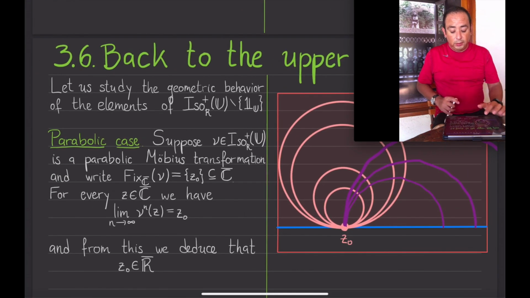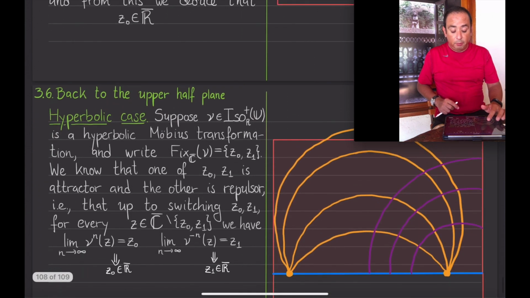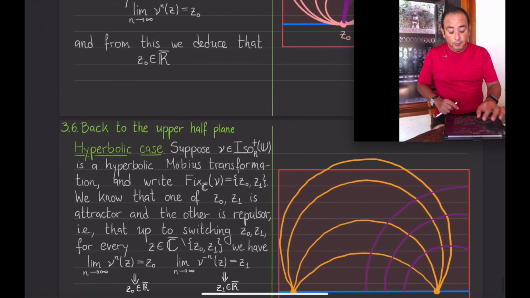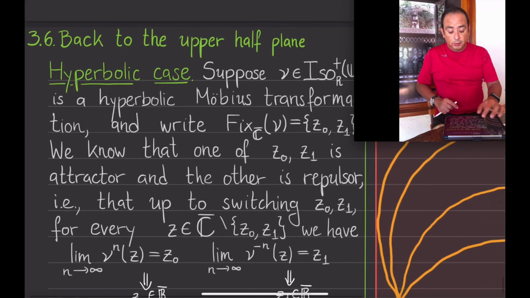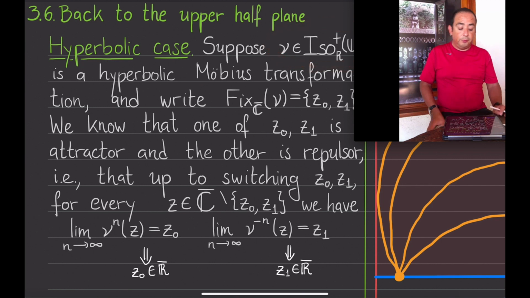Okay, so let's go to the next case, the hyperbolic case. Suppose we take a hyperbolic Mobius transformation that preserves U bijectively.